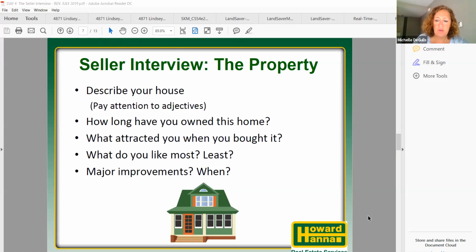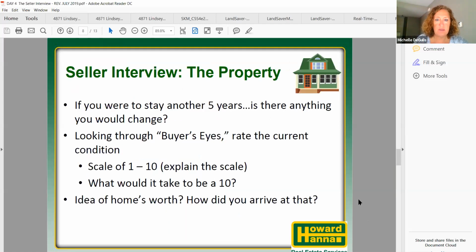All right, let's go to the next slide. We continue talking about the property, and these are what I like to call the zinger questions as you're talking about the property with them.